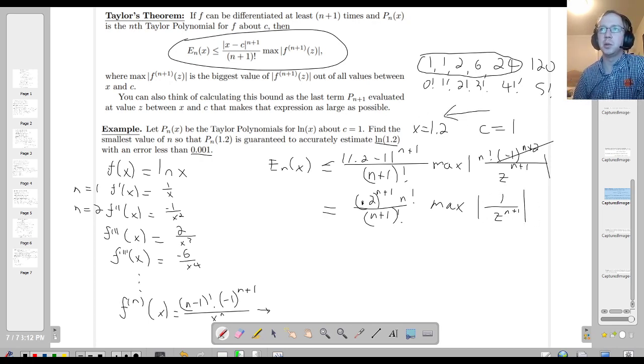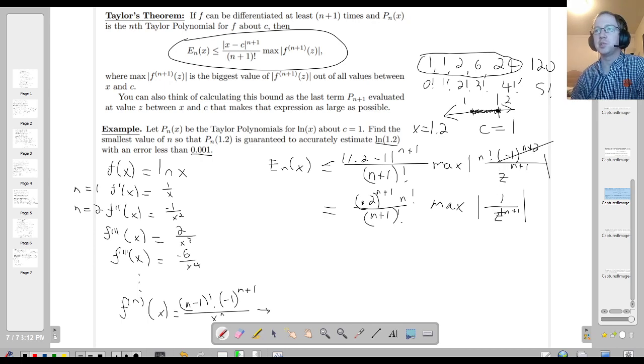Z is supposed to be some number between x and c. So that's between 1 and 1.2. So I'm thinking about all the numbers between those two slots on the number line, and thinking about which of those numbers in that range would make 1 over z to the n plus 1 as big as possible.